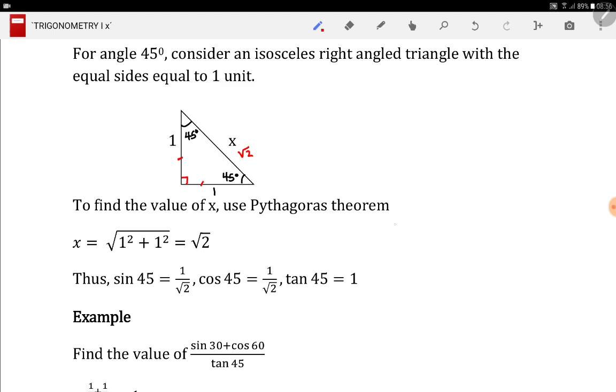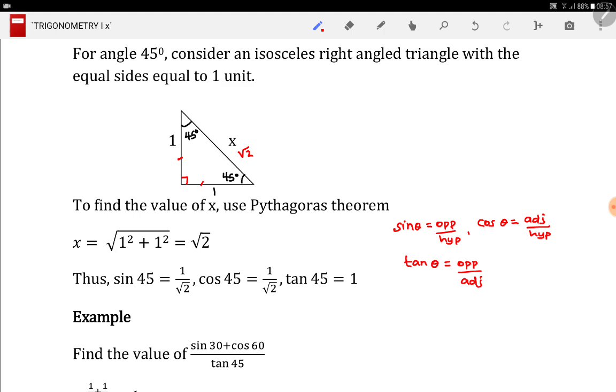Now, sine of an angle is given by the opposite side over the hypotenuse. Cosine of an angle is given by the adjacent side over the hypotenuse. Then tan of an angle is given by the opposite side over the adjacent side. Now you can use any angle 45, there will be no difference.